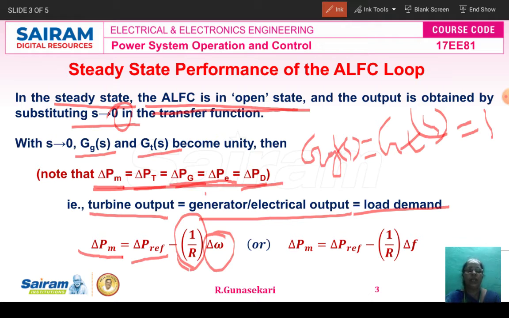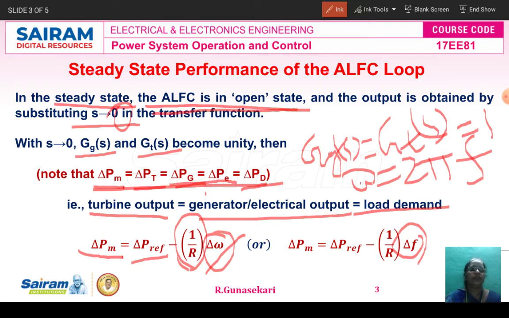So in this equation, say del PM equal to del P reference minus 1 by R, instead of del omega, here we have to substitute del F, because omega equal to 2 pi f. So the omega is directly proportional to frequency. Therefore in place of del omega we write del f. So del PM equal to del P reference minus 1 by R into del f. So this is the equation.